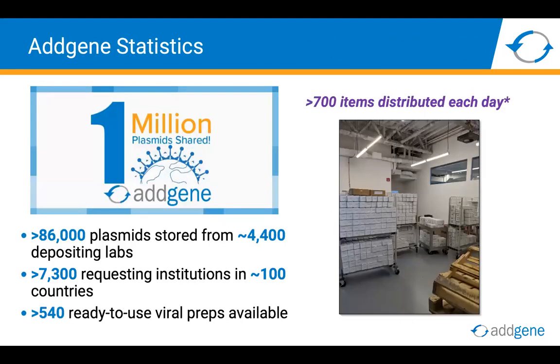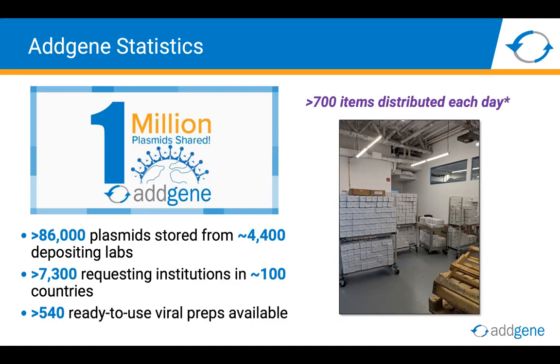To give you some stats, Addgene has been around since 2004. And since then, we've shipped over 1 million plasmids to scientists around the world. We currently have more than 86,000 plasmids in our repository from over 4,000 depositing labs, and we've shipped to approximately 100 countries so far. We also have over 500 ready-to-use viral preps available.